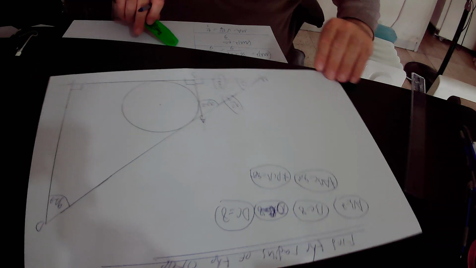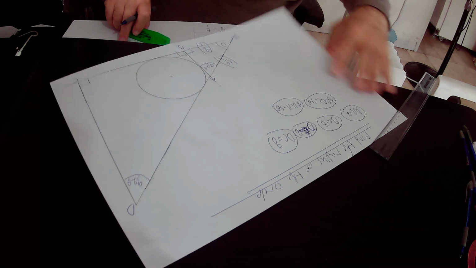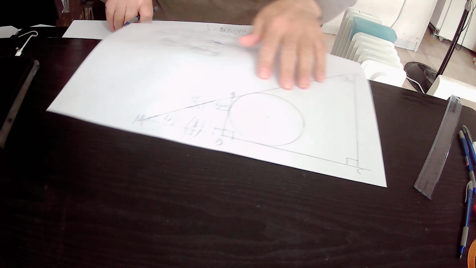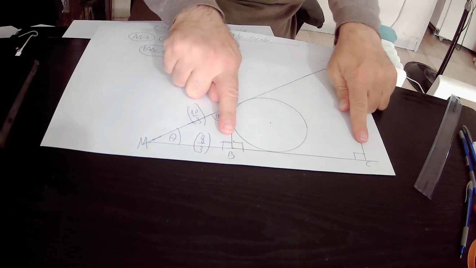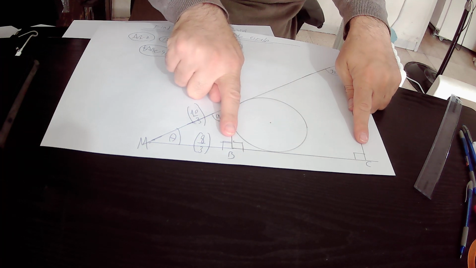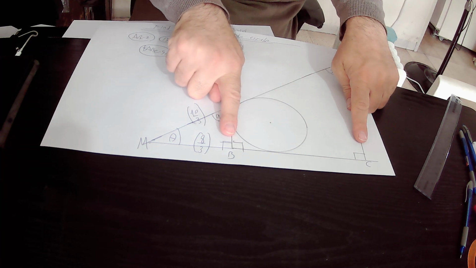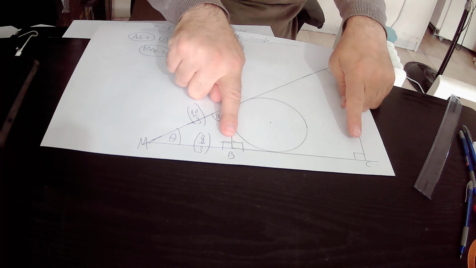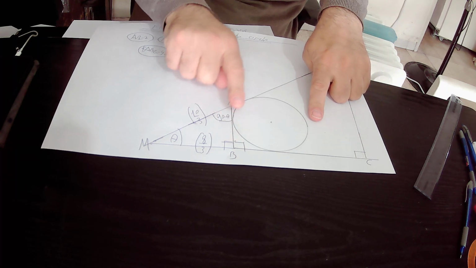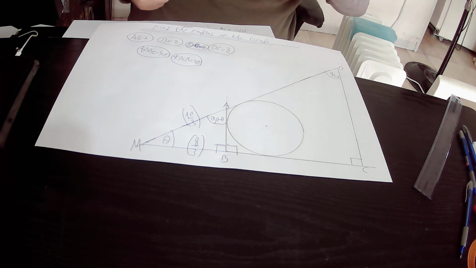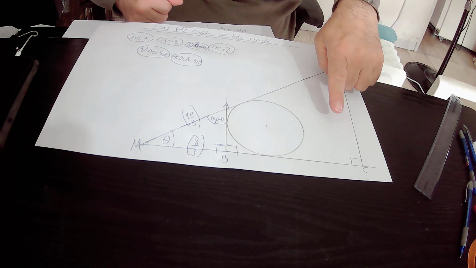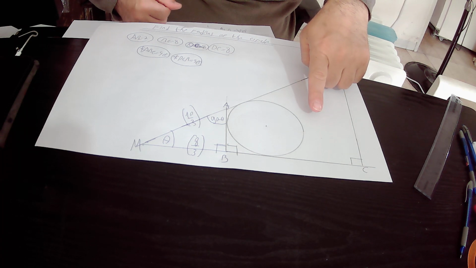In the next step, we will do another construction. That is to say, we will draw a perpendicular on side BC of quadrilateral ABCD in such a way that the perpendicular on BC will also be tangent to this circle.